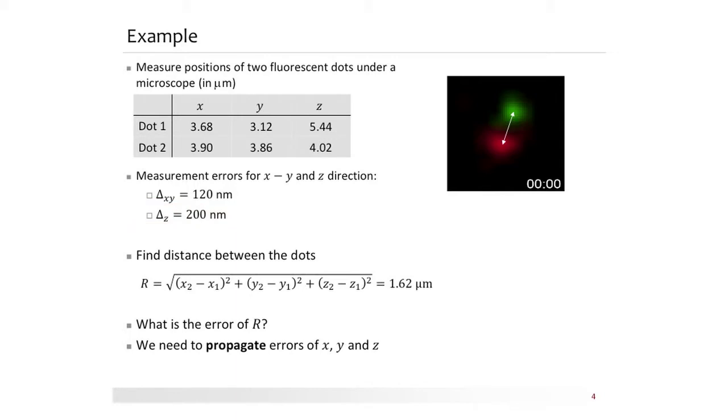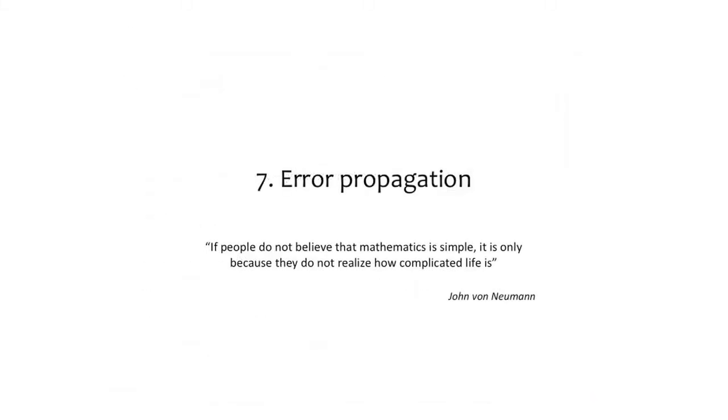Now, if you were to find the distance between these 2 dots, you can use this very simple formula. And you can put all these numbers here, and you get 1.62 micrometers. Okay, that's fine. But there are errors here. So obviously, this number is also uncertain because there are measurement errors here. So you have to somehow find the error of R. And how would you do this? Well, you need to propagate errors from X, Y, and Z. And this is the topic of the first part of the talk about error propagation.